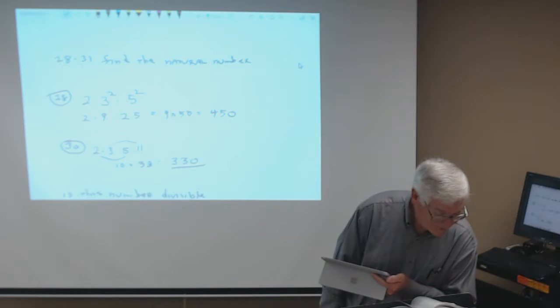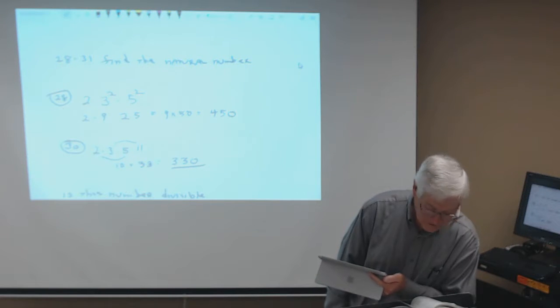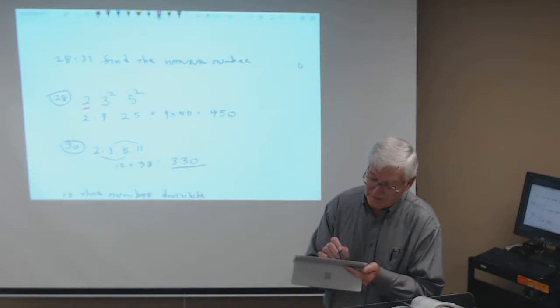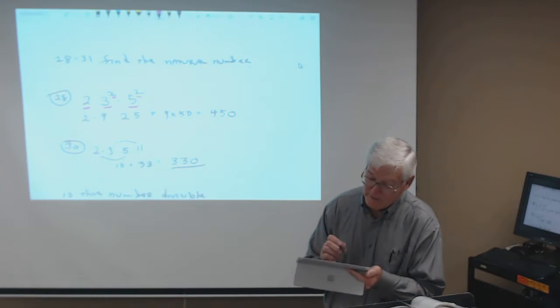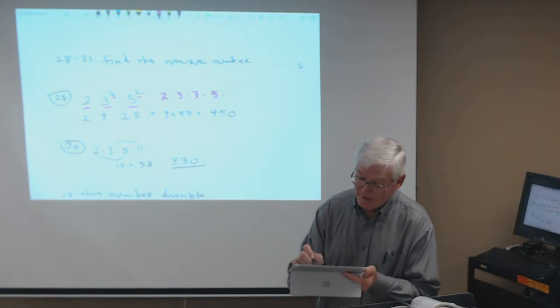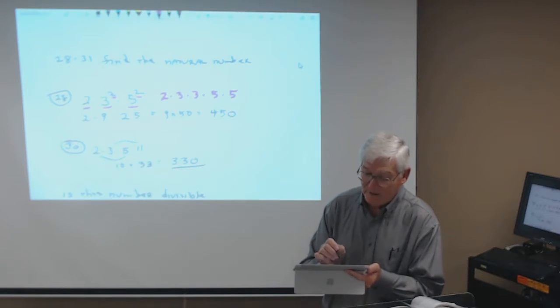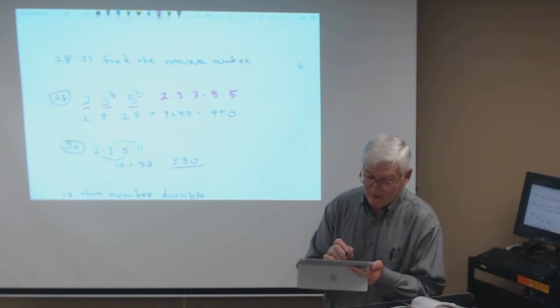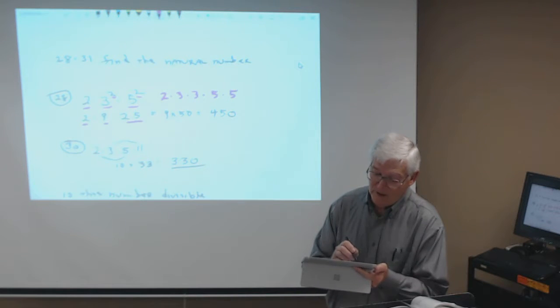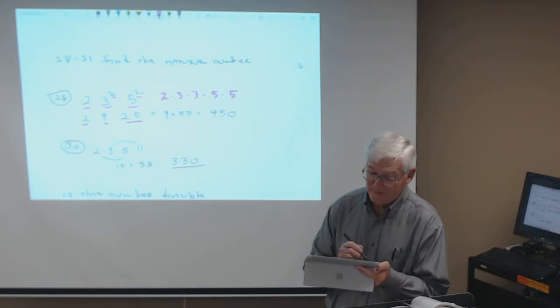Let's go to 28 to 31. What's 28 to 31 say? Find the natural number whose prime factorization is given. So here they said 2 and 3 squared and 5 squared. So what that would really be is 2 times 3 times 3 times 5 times 5. Everybody see where I get that from 2 times 3 squared times 5 squared? And this is 2. 3 squared is 9. 5 squared is 25.